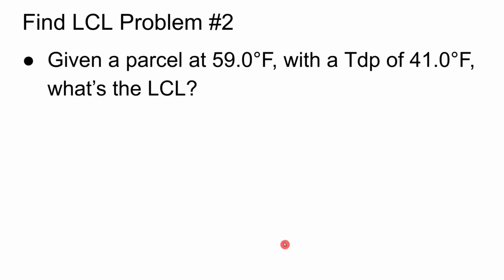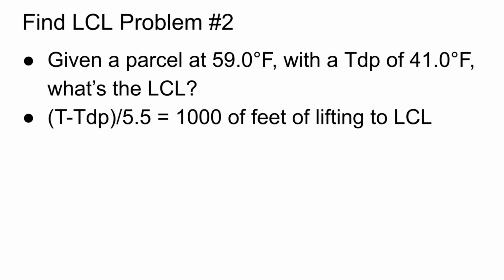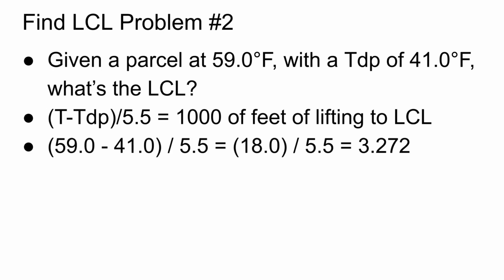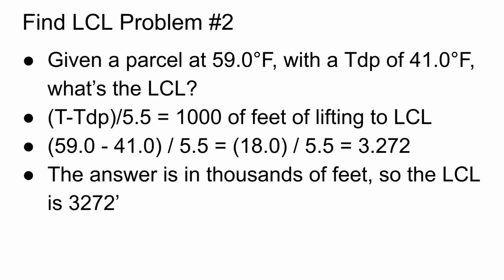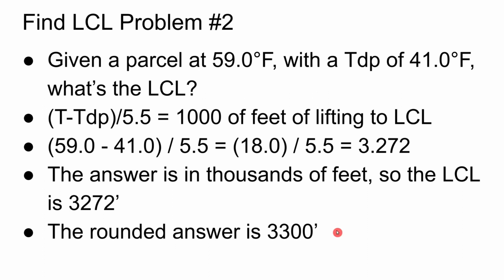Okay, let's do another one. So we've got a parcel at 59 degrees with a dew point temperature of 41 degrees. What's the lifting condensation level? So temperature minus dew point divided by 5.5 tells us how many thousands of feet of lifting. 59 minus 41 is 18. 18 divided by 5.5 is 3.272. So that would be 3.272 thousand feet. That's going to be 3,272 feet, and that's going to round to 3,300 feet because we're going to round the lifting condensation level to the nearest 100 feet. So the 72 rounds up, so we get 3,300 feet.